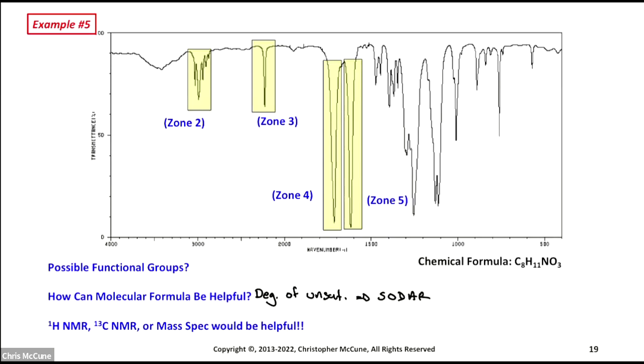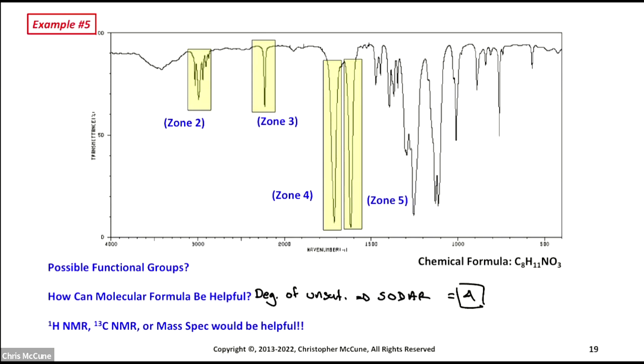So that's 2 times the number of carbons plus 2. That's 2 times 8 plus 2, that's 18. Plus the number of nitrogens, that's 19, minus the number of hydrogens. 19 minus 11 is going to give us 8. 8 divided by 2 is 4. And so 4 is telling you you have 4 rings or 4 pi bonds or a combination of rings and pi bonds that would equal 4. So just a lot of different variation in the structures, right?